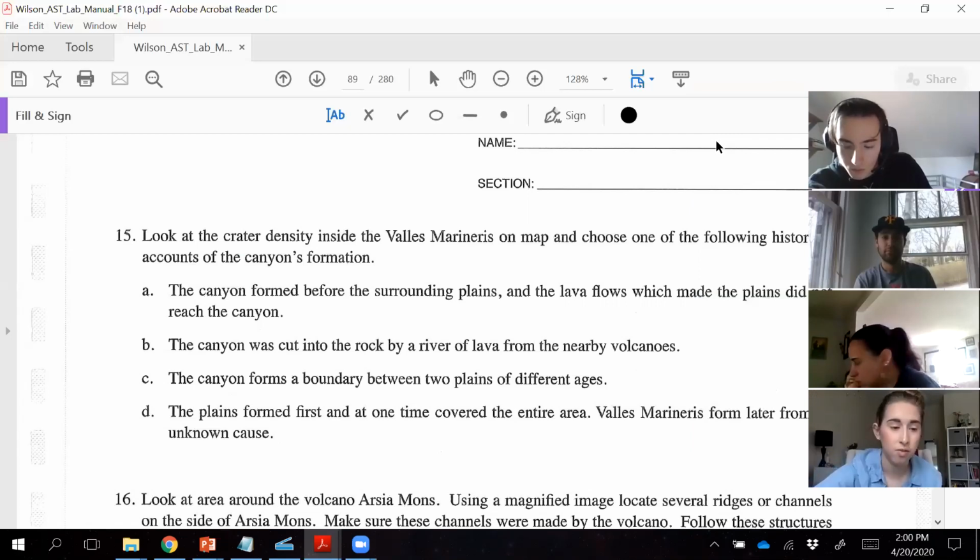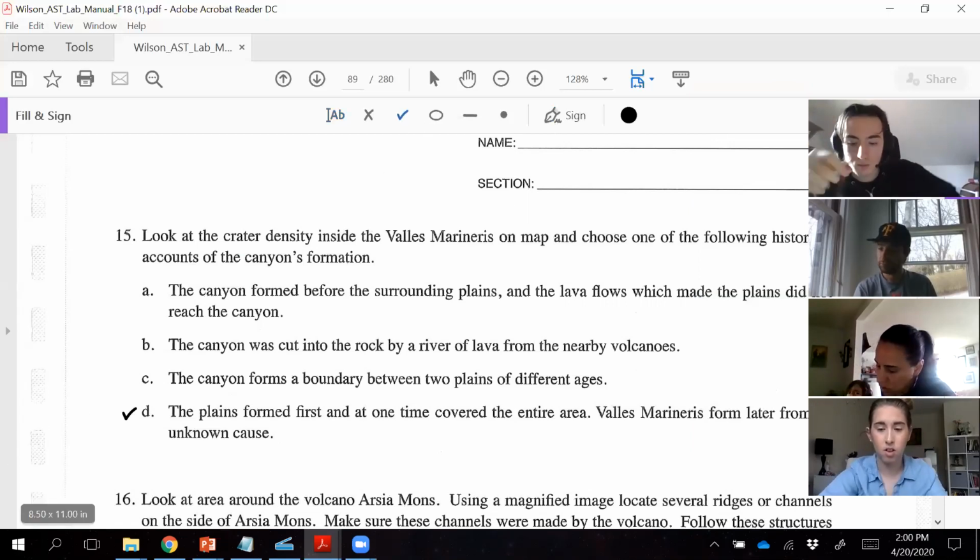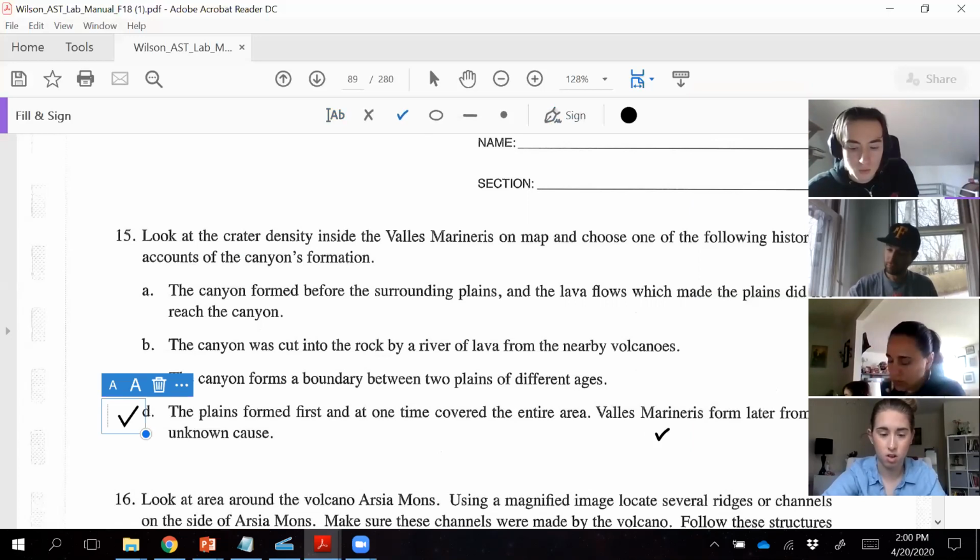What do you guys think? D. I'd say D. Yeah, I'll go with that too. D is probably your best. The unknown cause is probably tectonic in origin. Okay.